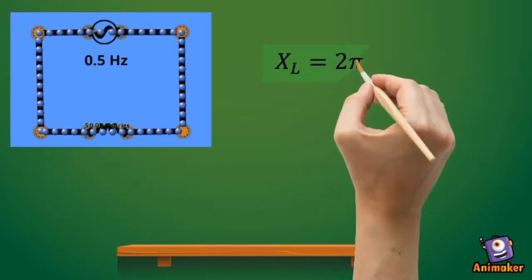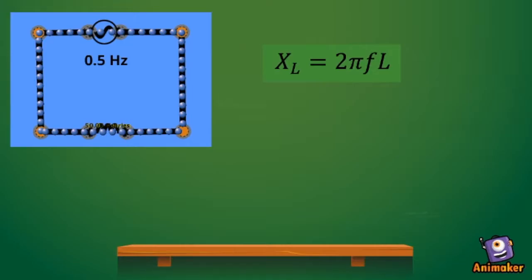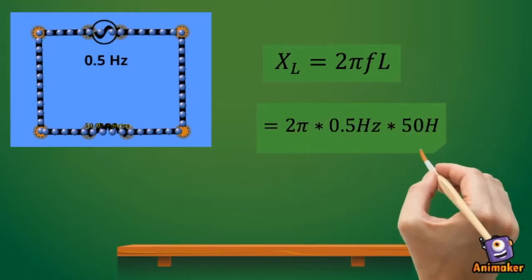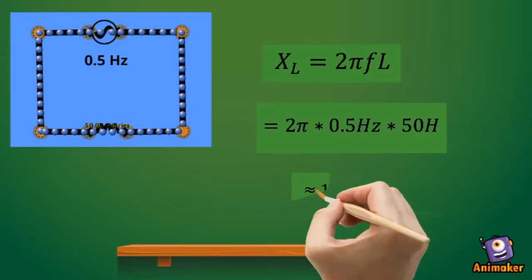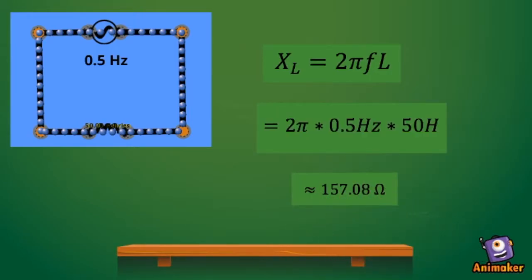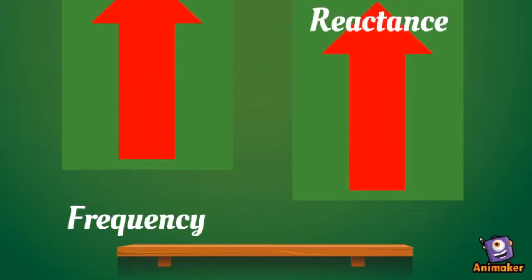Here's the formula, and frequency has remained the same, but we now have an inductor with 50 henries. Plotting this into the formula, we get reactance is equal to 2 pi times 0.5 Hz times 50 henries, which we then get the answer to be approximately 157.08 ohms. The difference with inductors and capacitors is that if we look at the formula, we see that as the frequency increases, so does the reactance.